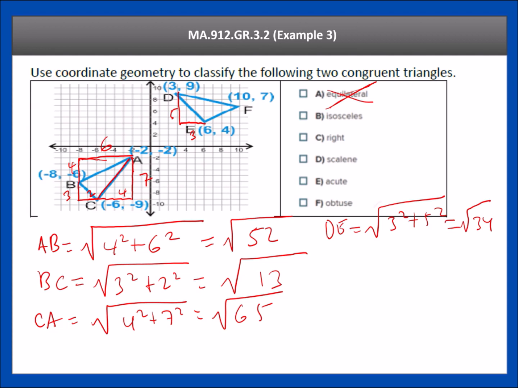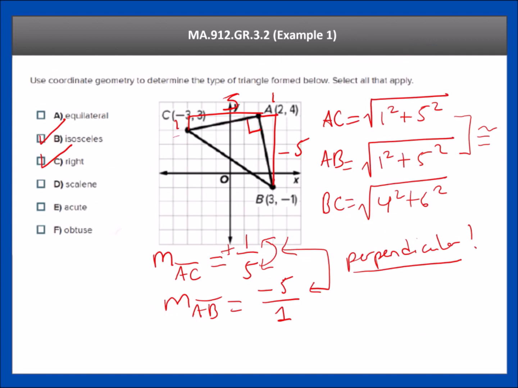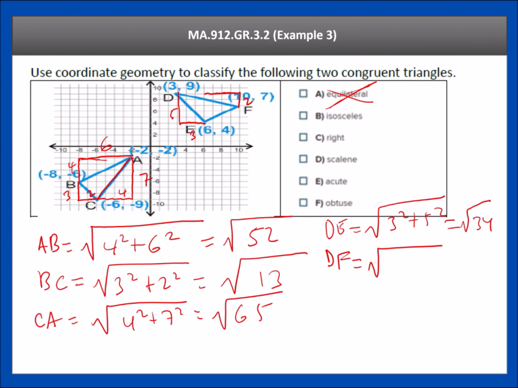Let's see if it's isosceles. It might be scaling. Let's see. So let's do DF. DF is the square root. So it looks like, let's count it. It's going up 2, and it's over 1, 2, 3, 4, 5, 6, 7. So square root of 2 squared plus 7 squared. Square root of 4 plus 49. That's 53. All right, very, very close to 52, but not close enough.